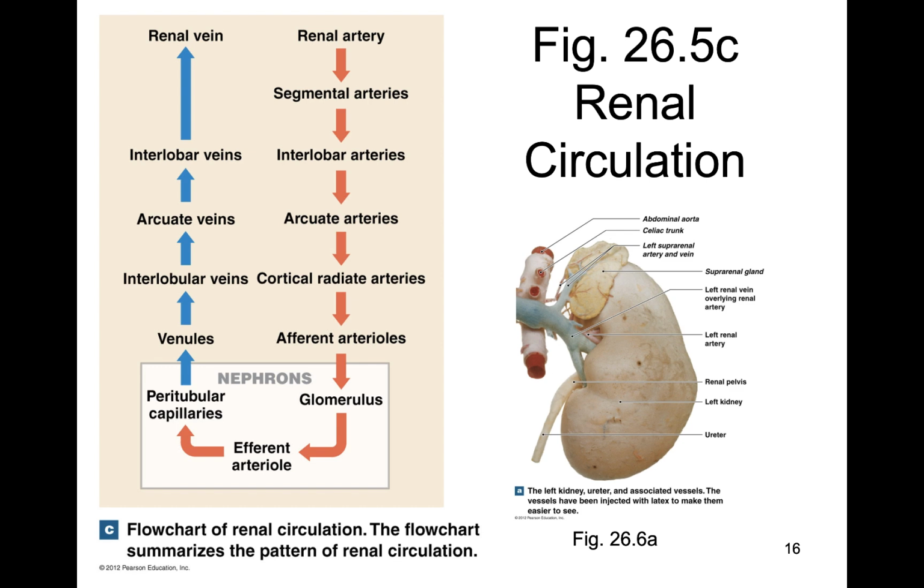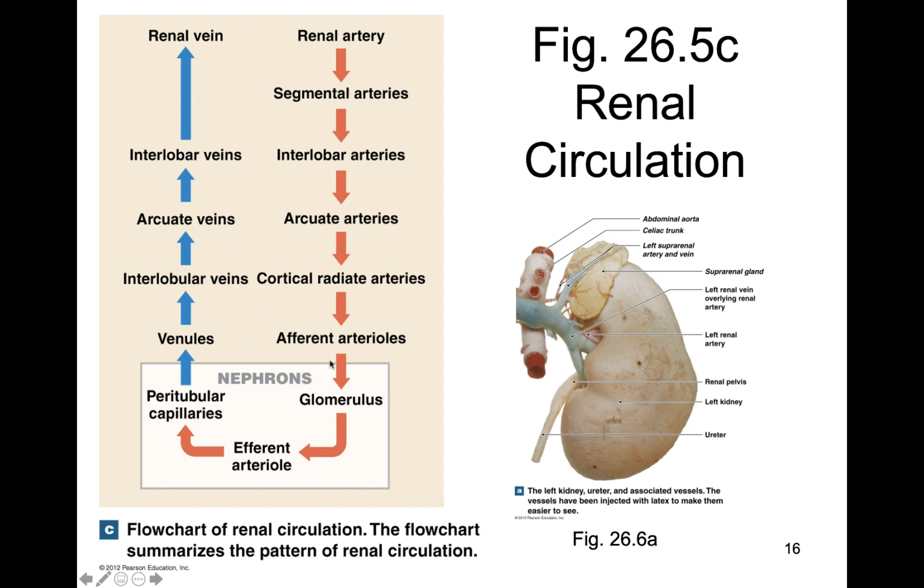So in this case, artery is going to subdivide into capillary bed. So that capillary bed is going to join together, form a portal vessel, and that portal vessel is going to subdivide again into second capillary bed, which is right here. These peritubular capillaries are going to come together and form a vein. And then we have same steps for the veins. We have venules, interlobular veins, arcuate veins, interlobar veins, and renal vein.